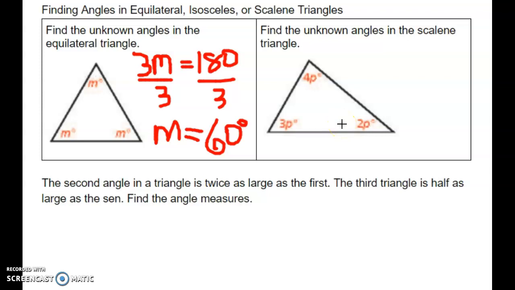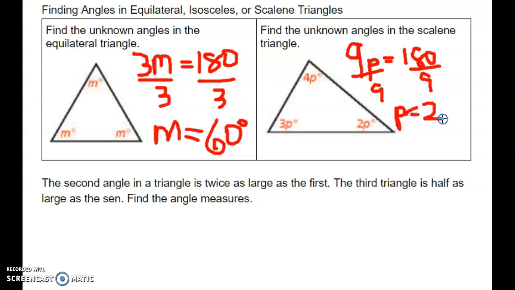Okay? Now over here on this side, it's a little bit different. Okay, all of those angles still add up to 180 degrees. So we're thinking 2p plus 3p plus 4p, okay? That's gonna leave us with 9p is equal to 180 degrees. When we solve for p by dividing by 9, we end up getting 20.